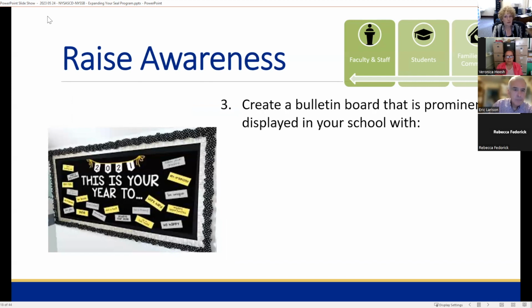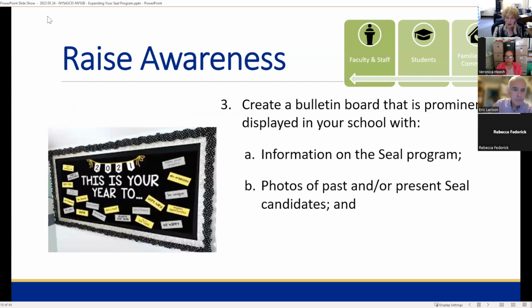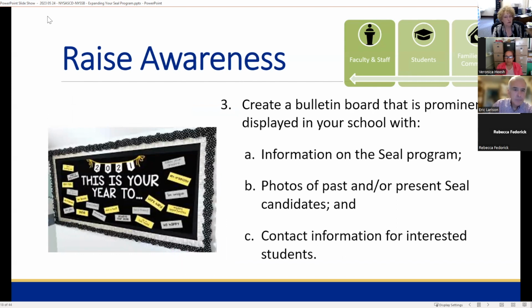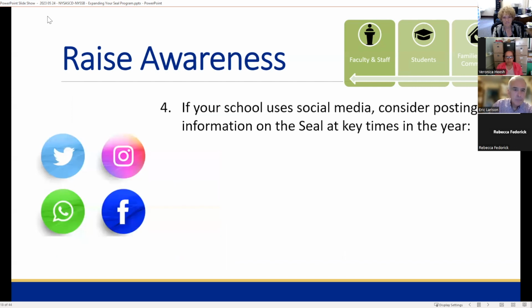You could create a bulletin board that is prominently displayed in your school with not only information on the seal, but photos of both past and present seal candidates, as well as contact information or a room number where students can go if they're interested in pursuing this award.